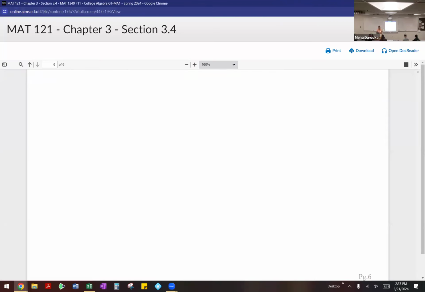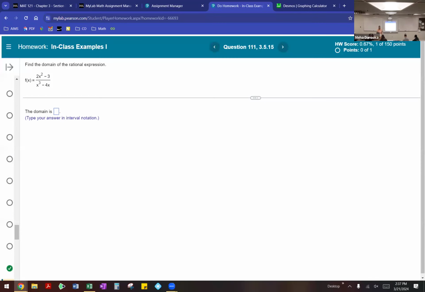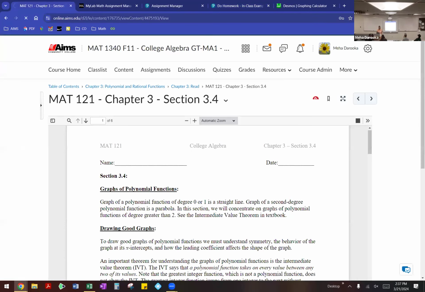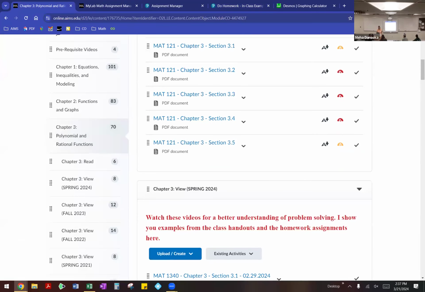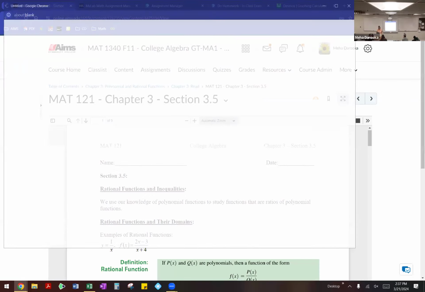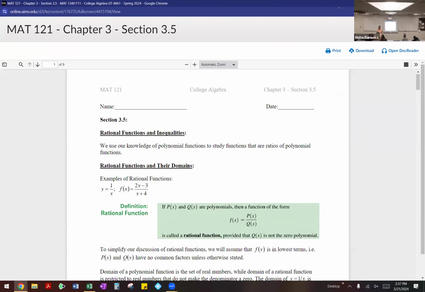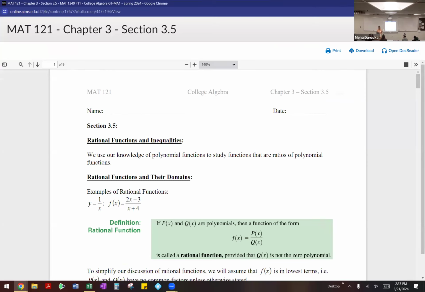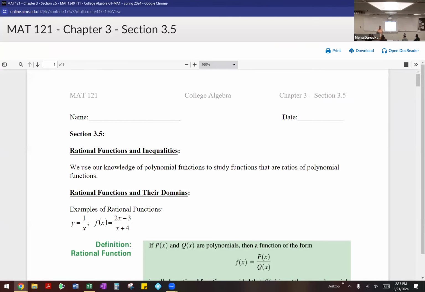Alrighty, wonderful. So that will be section 3.4. Let's see. So 3.5 actually gets into rational functions. We've been talking about polynomials so far, but when we talk about rational functions, we're actually talking about having polynomials in both the numerator and the denominator of your function.